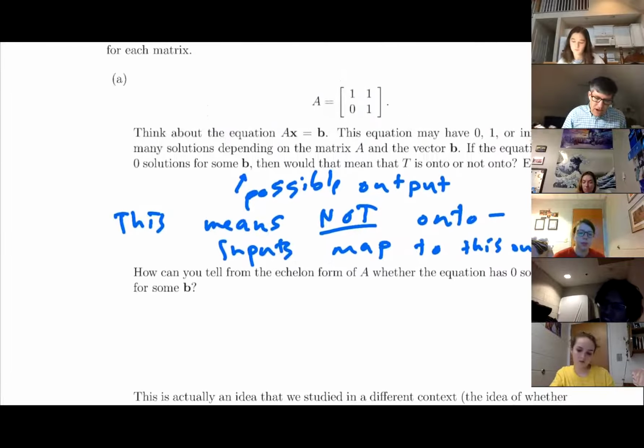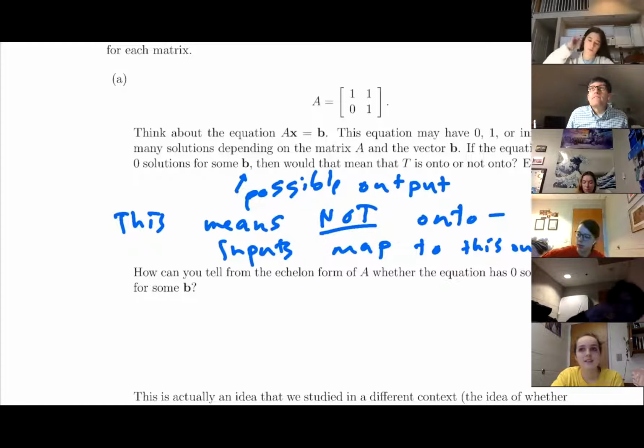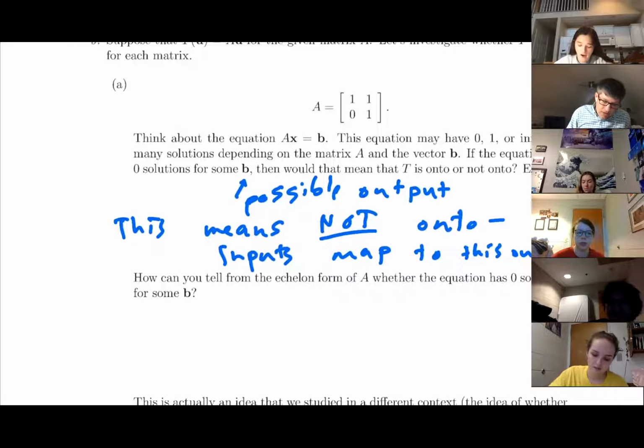The next question says, how can you tell from the echelon form of A whether the equation has 0 solutions for some B? What am I looking for here in order to discern whether there are 0 solutions or not, whether the system is inconsistent or not? What am I looking for here? Like a 0 in the last row. Good. Set equal to something. Exactly. In augmented, yeah, that's exactly right, Carrie. Thank you.